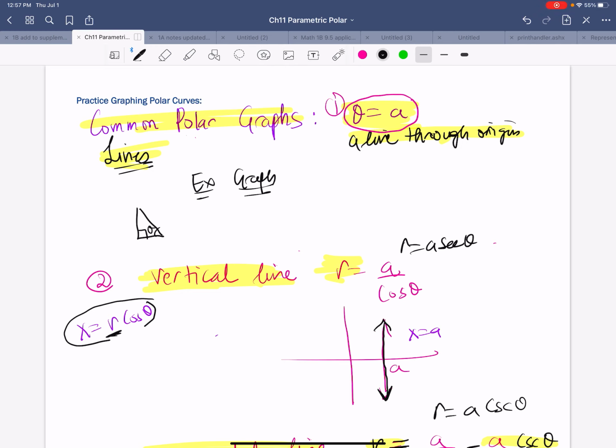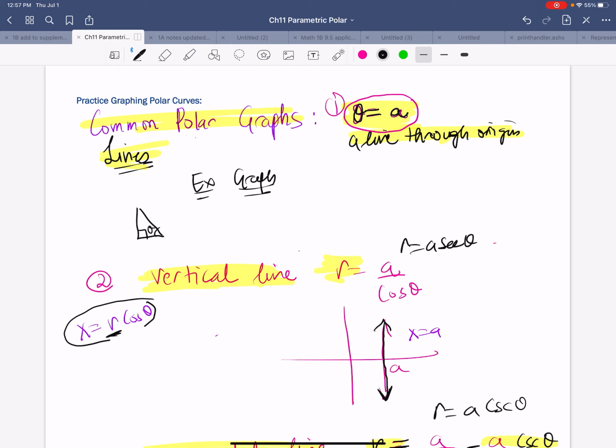This is a part 1 video of graphing polar curves. So in this video, we're going to look at circles and rose curves, and the lines. Let's start with the most common polar graph, which is the lines. A line can be represented as theta is equal to a.